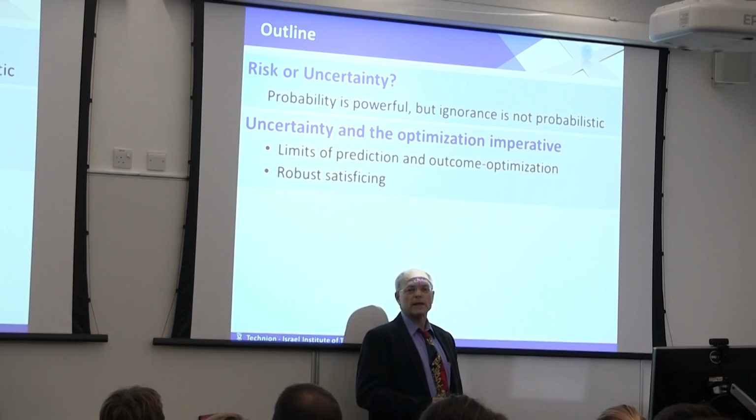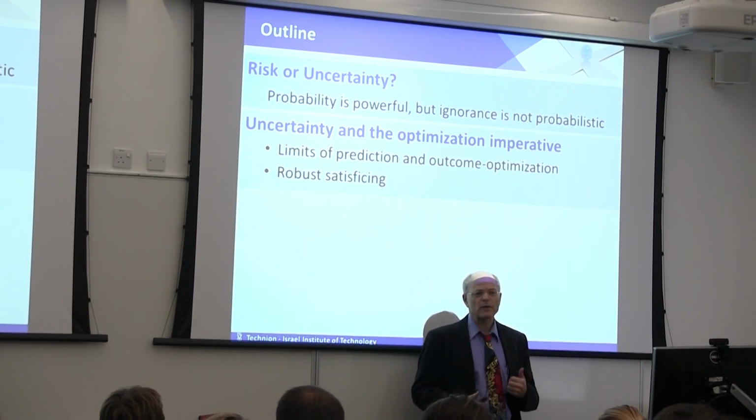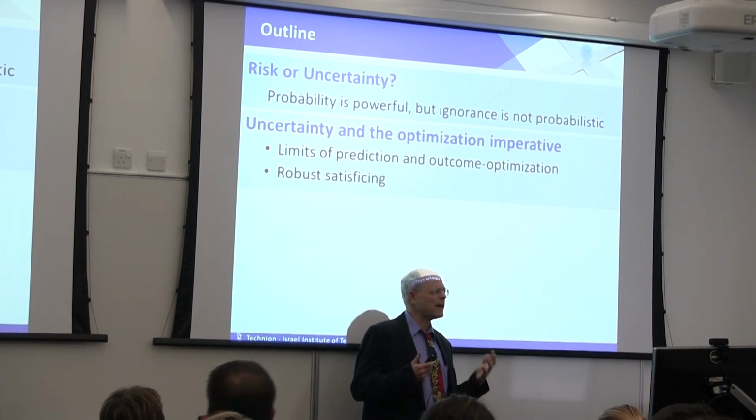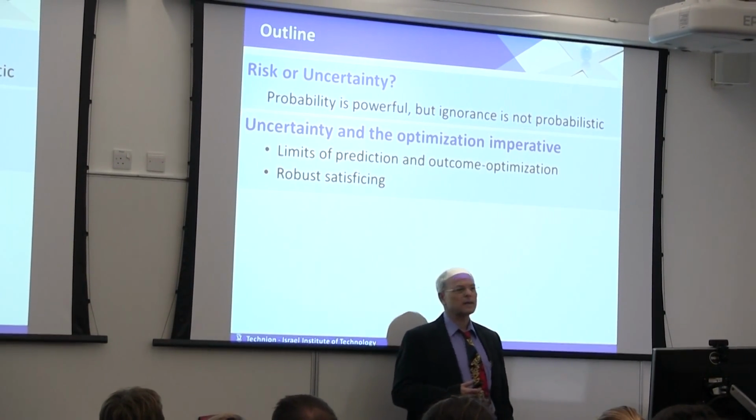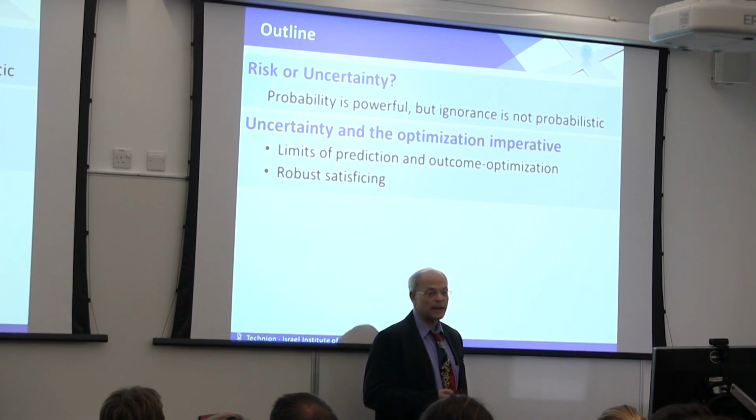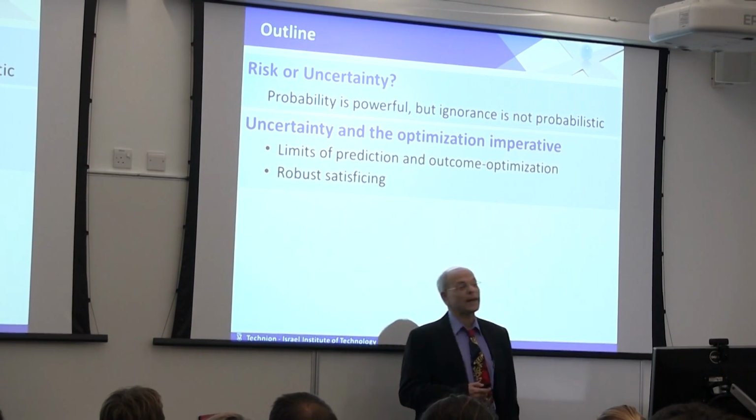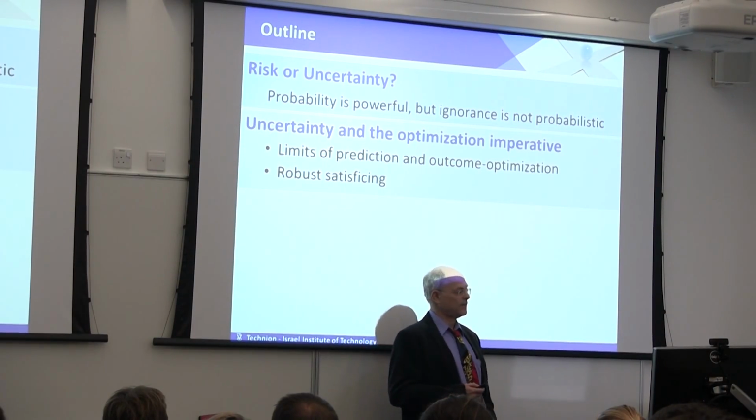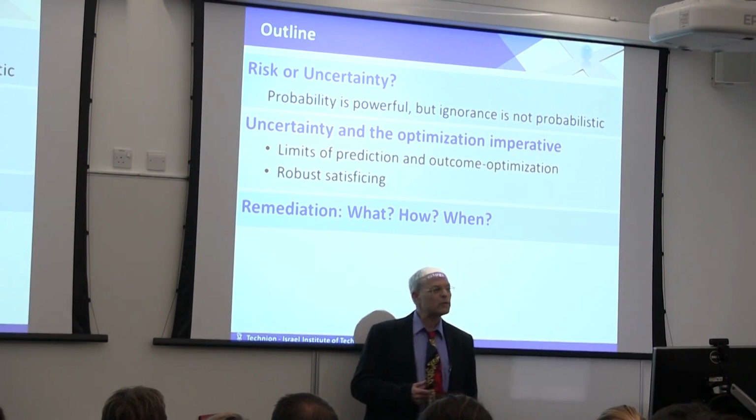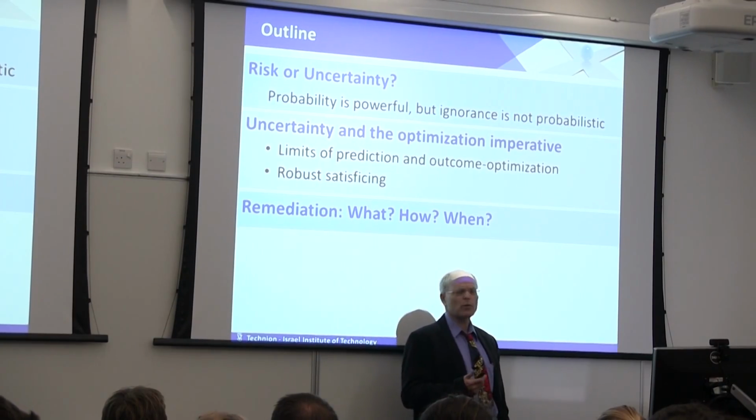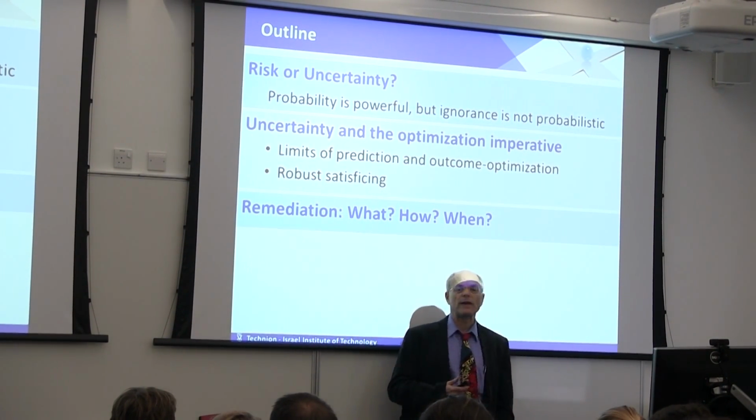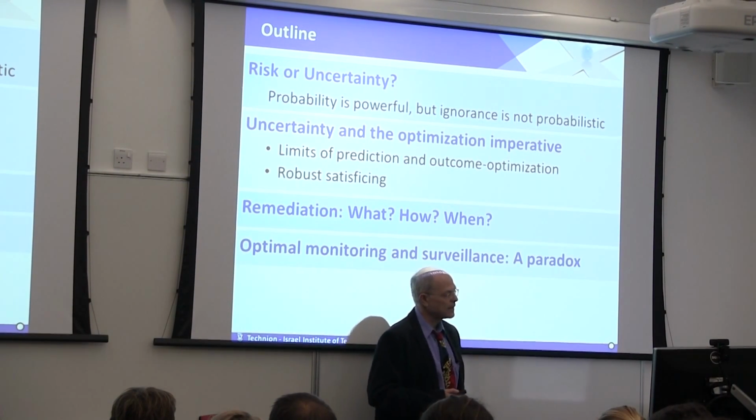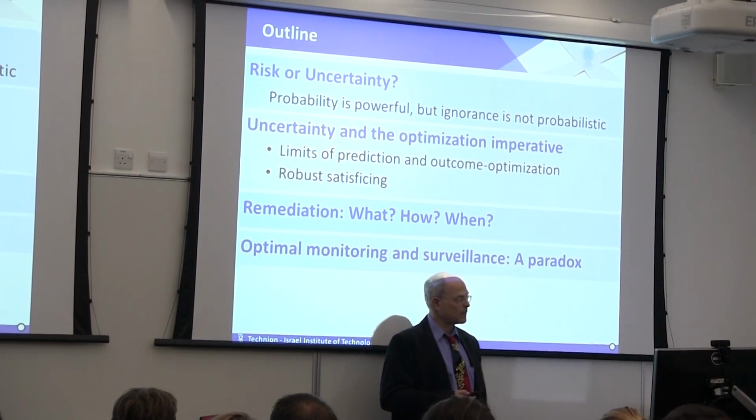I will talk about the relation between uncertainty and the imperative to do your best. What the hell does that mean when you don't know what's going on? So we'll talk about limits of prediction and the limits of trying to optimize the outcome, and I'll tell you exactly what I mean at great length by robust satisficing. And then I'm going to do 2 examples. Both are stylistic examples to illustrate what one can learn from an infogap robustness analysis. The first will be about remediation, and the second will be about optimal monitoring and learning.